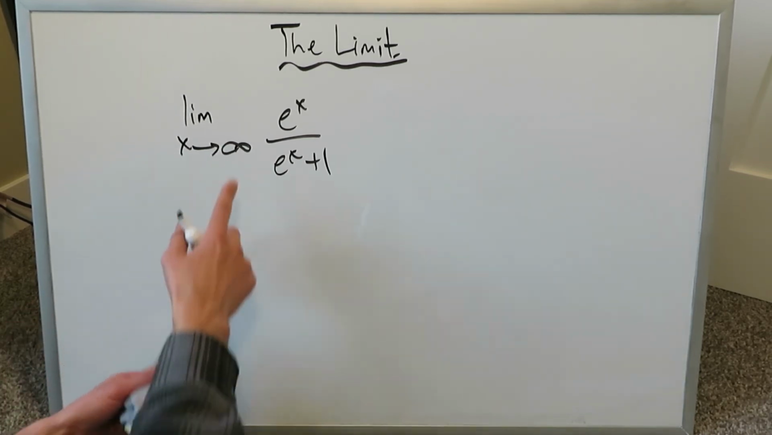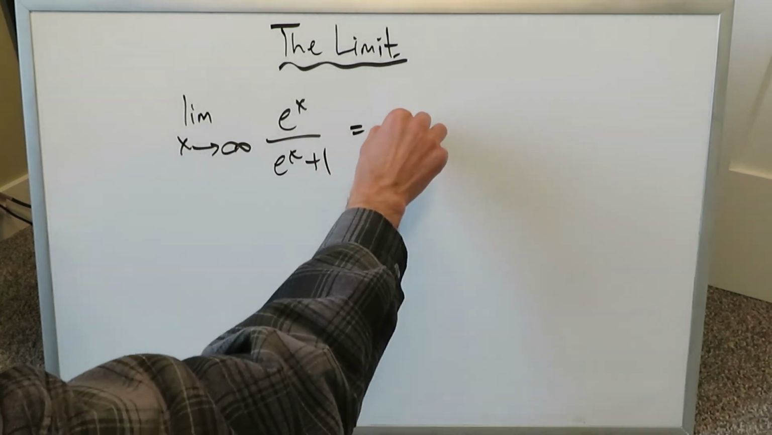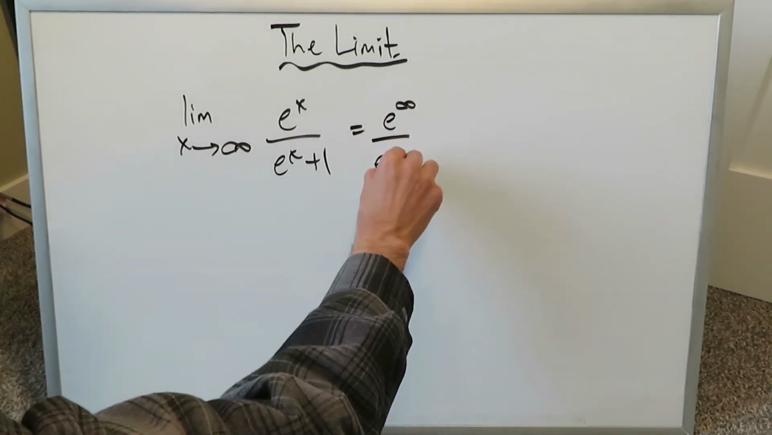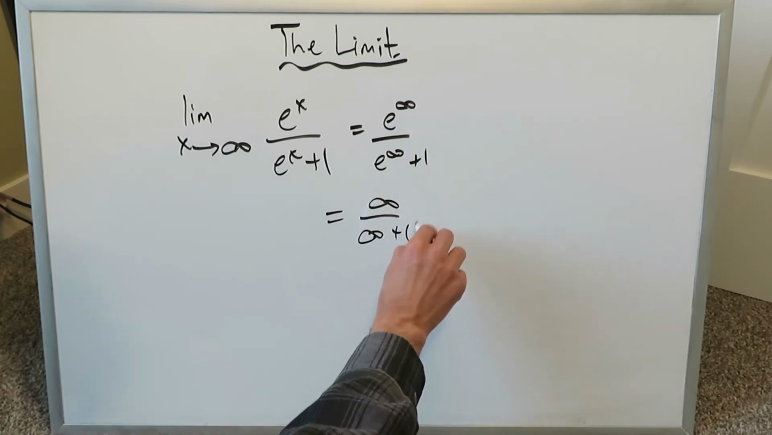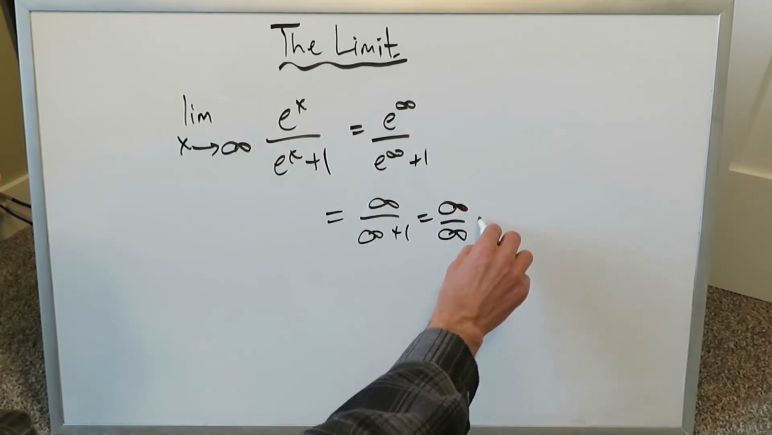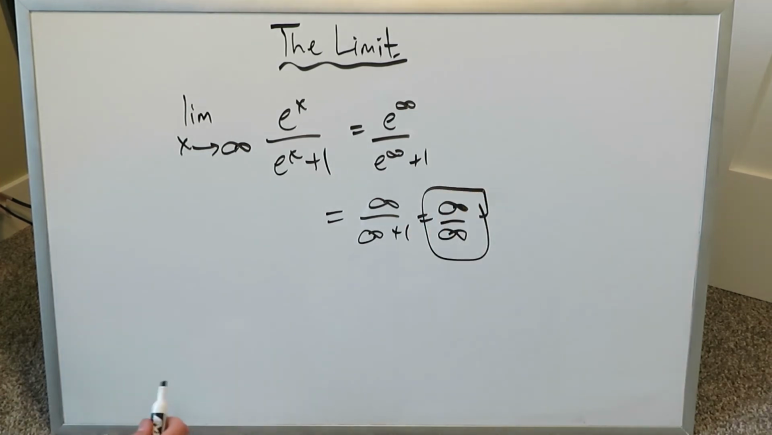How about you just plug infinity in place of x? What do you get? E to the infinity over e to the infinity plus 1. What are you really getting? Infinity over infinity plus 1, which is what? Infinity over infinity. And now we're looking at that indeterminate limit form I was talking about, for which you have to use L'Hopital's rule.